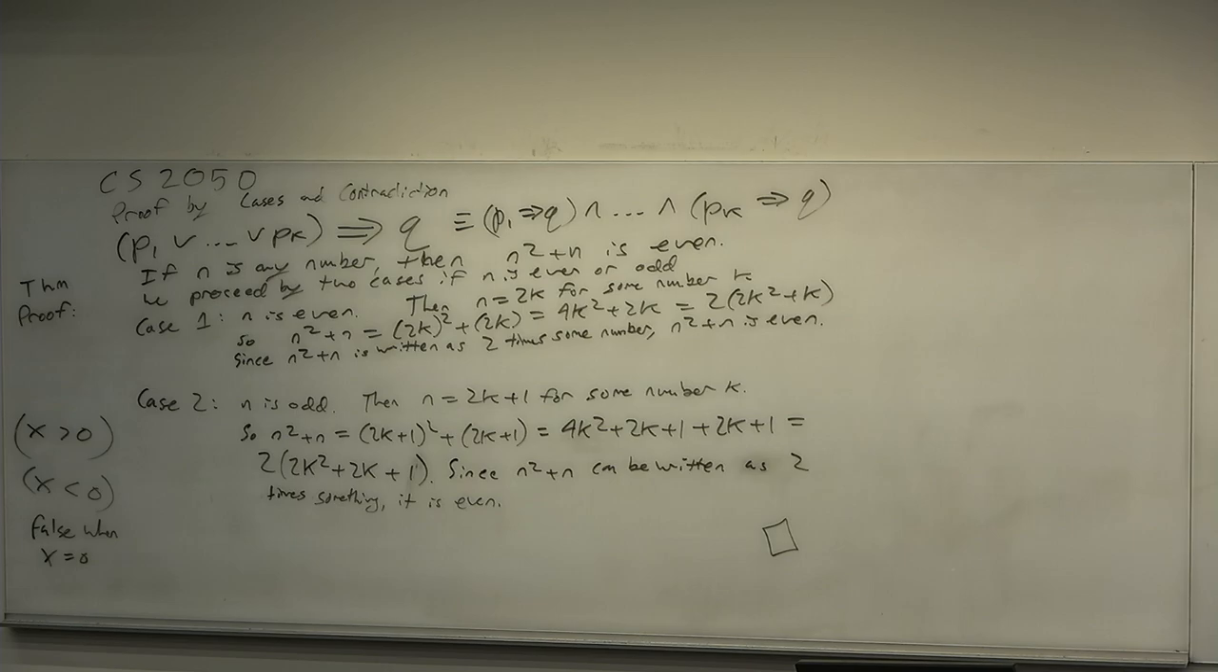This isn't the best way to prove this theorem: if N is any number, then N squared plus N is even. What is a better way to prove N squared plus N is even? You can actually prove that directly without breaking it up into cases, but the point was to demonstrate casing a problem. What's another way to prove N squared plus N is even?